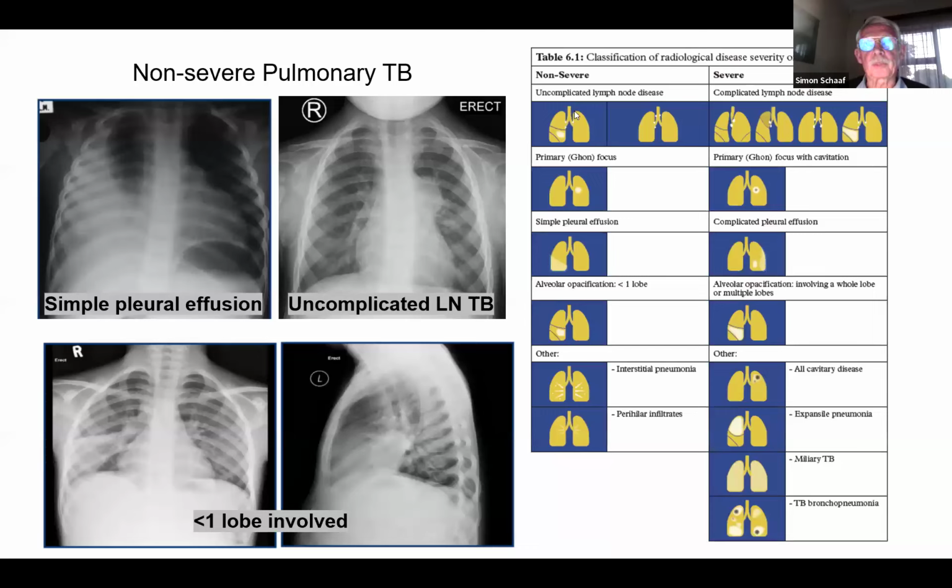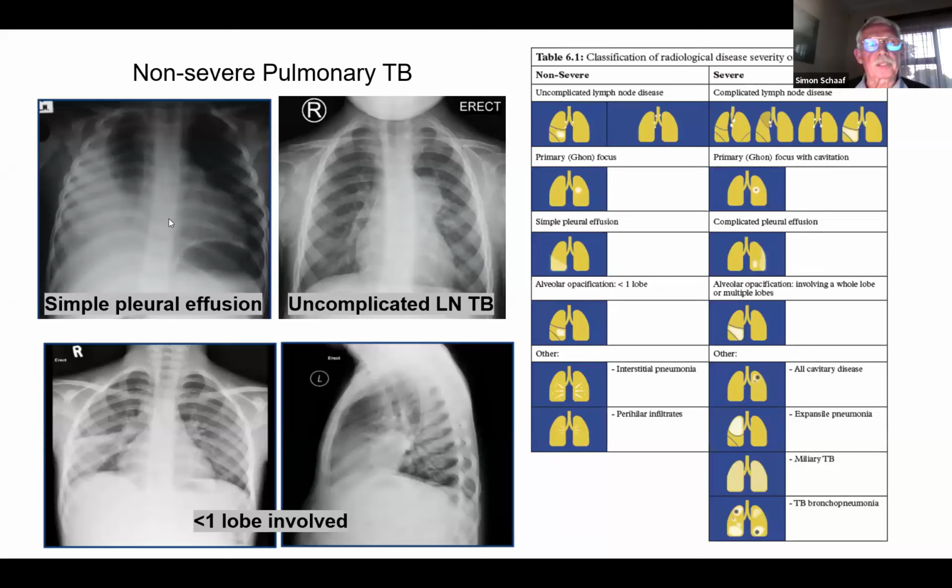So non-severe would be uncomplicated lymph node disease, as you can see on the top X-ray on your right. There's only a lymph node, there's no airway compression, there's no involvement of the lungs itself, and even if there was, it should be less than one lobe. So this will be uncomplicated lymph node disease, and will be diagnosed as non-severe tuberculosis.